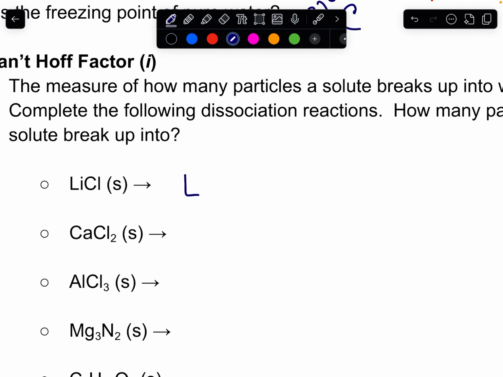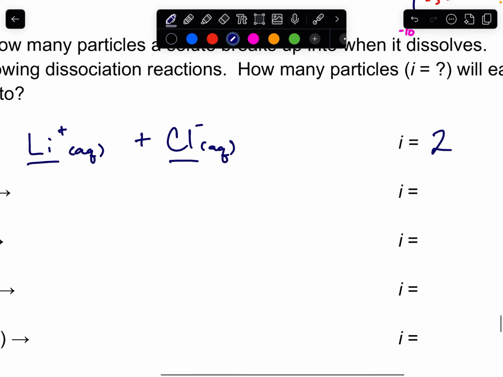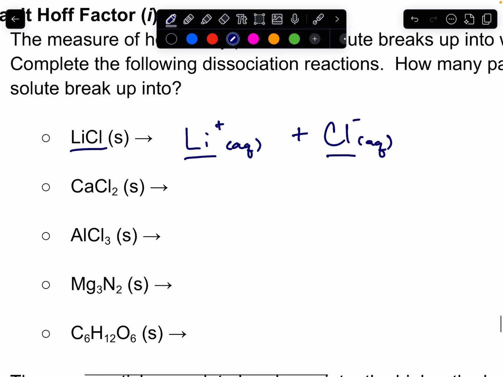Let's take a look at some of these examples. To start off with, I've got lithium chloride. When lithium chloride dissolves, it's going to break up into lithium ions (aq) and chloride ions. So I'm breaking up into 2 ions. I started off with one thing, and I'm breaking it up into 2 things. So my i value, that van't Hoff factor, because I break up into 2 ions, is 2.